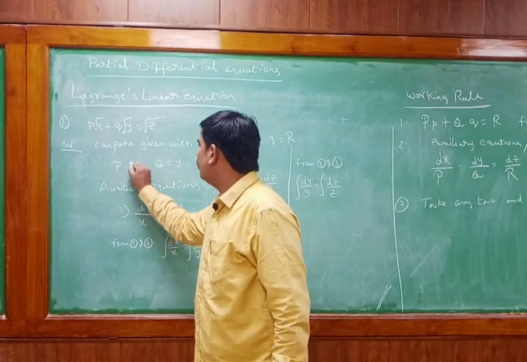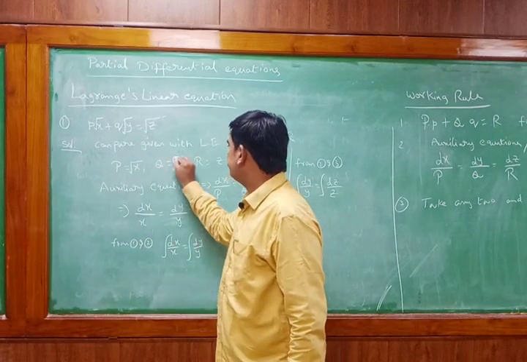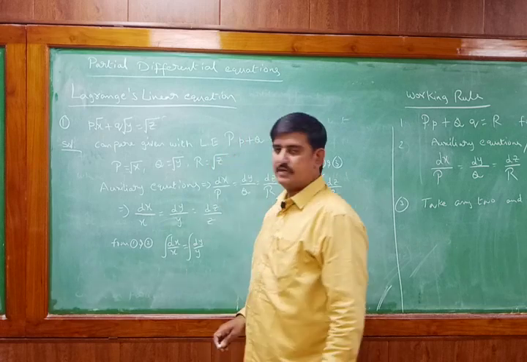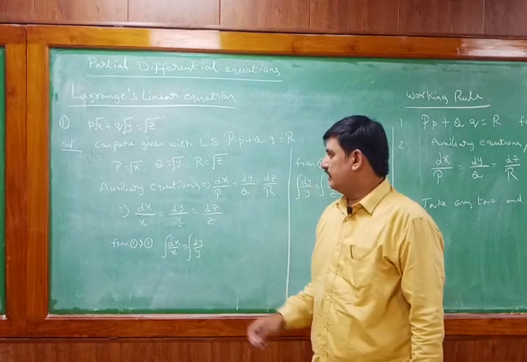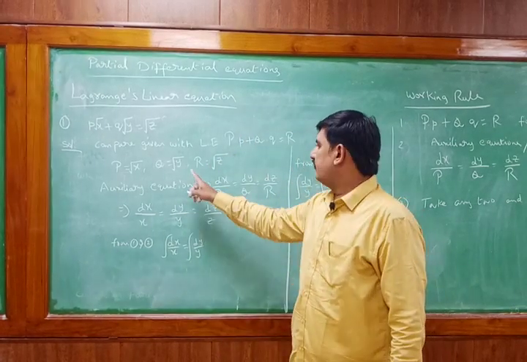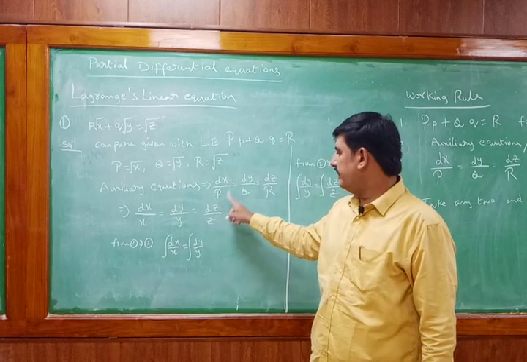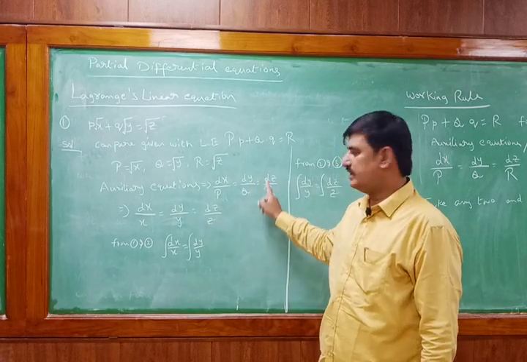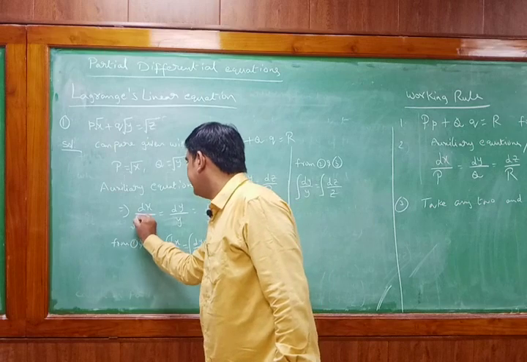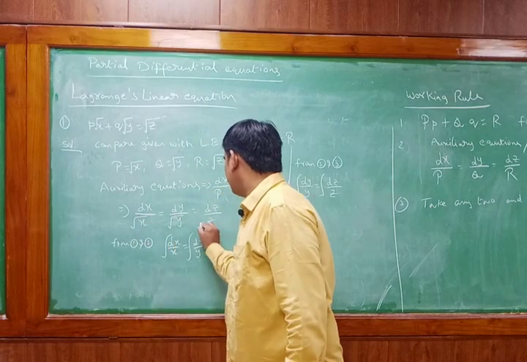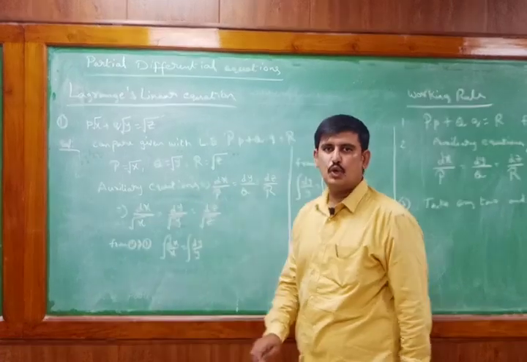So what does my P become here? Capital P becomes root x. Capital Q becomes root y, and capital R becomes root z. Now, what are the auxiliary equations? dx by capital P, dy by capital Q, dz by capital R. So dx by root x, dy by root y, dz by root z.